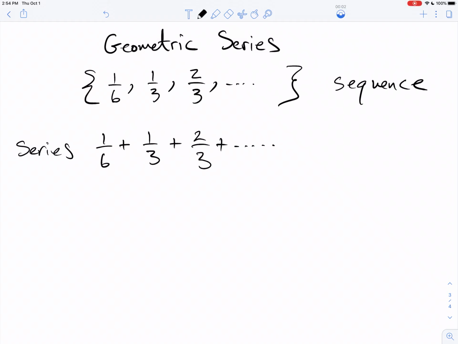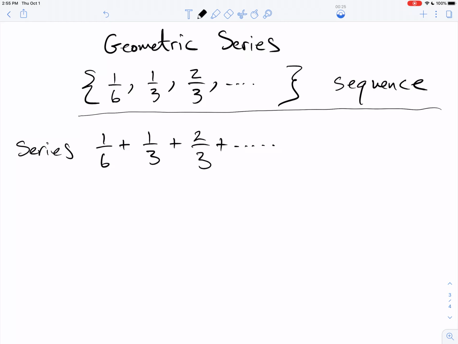Okay guys, here we go. We're in geometric series town now. So just like we started with arithmetic series, the top list of values, and I did use the word list, is a sequence. When I put plus signs between it, it becomes a series.